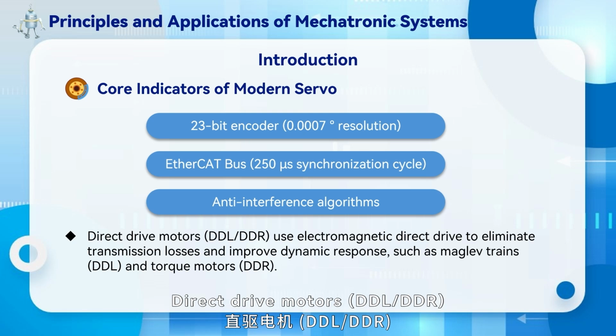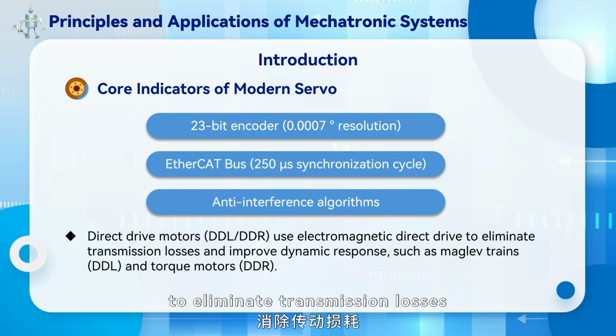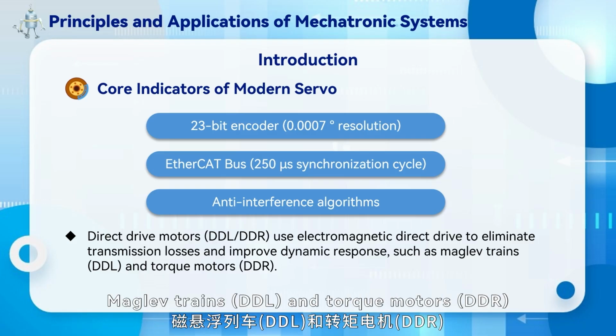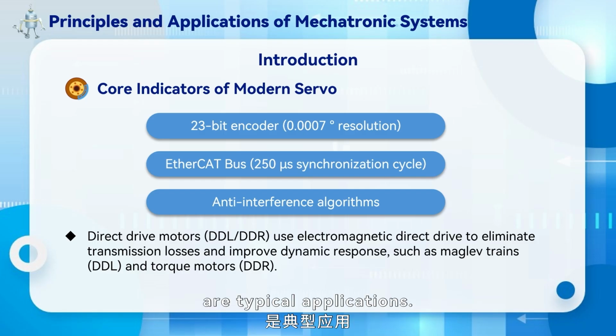Direct drive motors, DDL or DDR, use electromagnetic direct drive to eliminate transmission losses and improve dynamic response. Maglev trains, DDL, and torque motors, DDR, are typical applications.